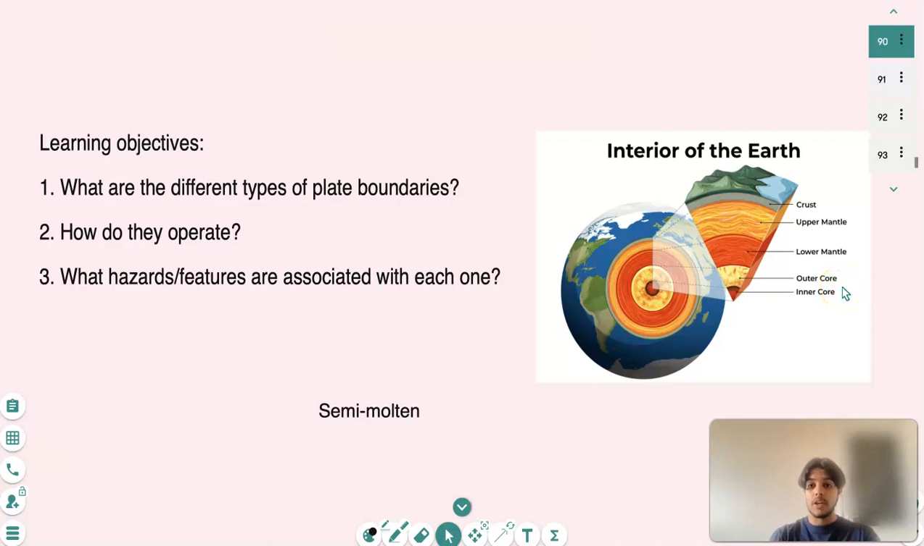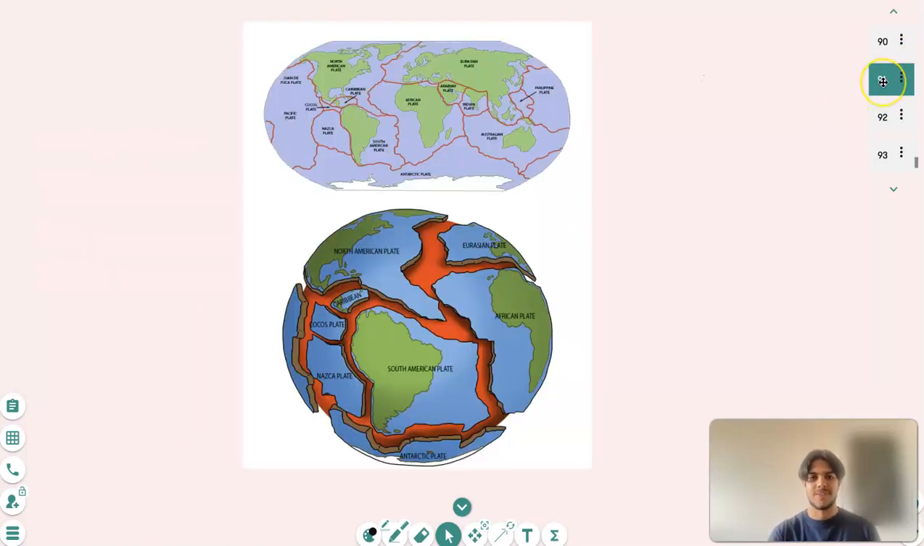It's made out of iron and nickel, so very heavy metals. And it's actually hotter than the surface of the sun in our core. It defines a lot of the magnetic properties of our planet, which is quite interesting and cool.